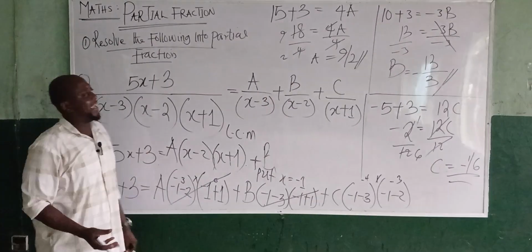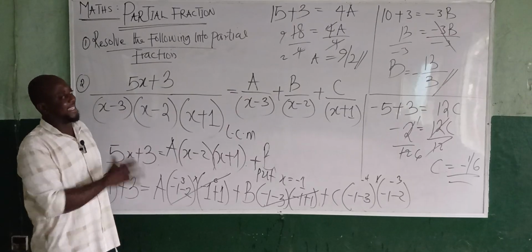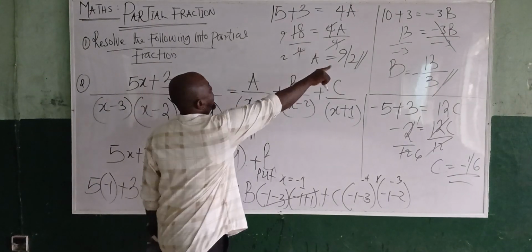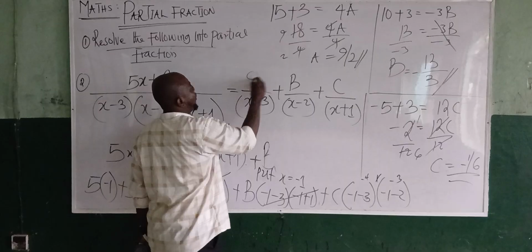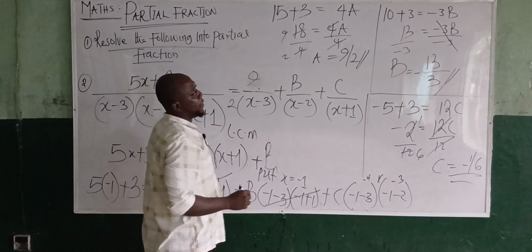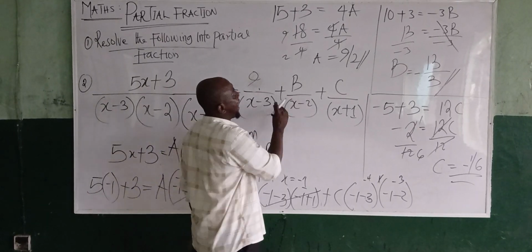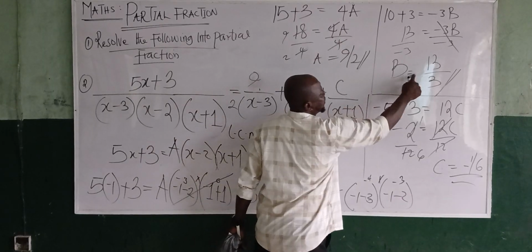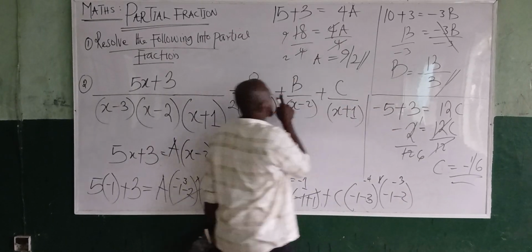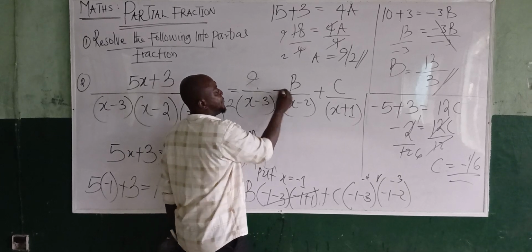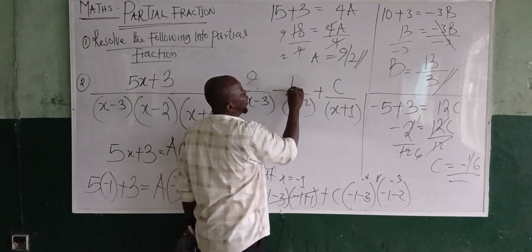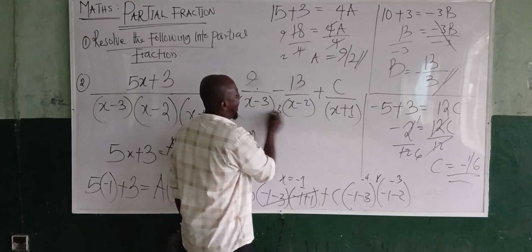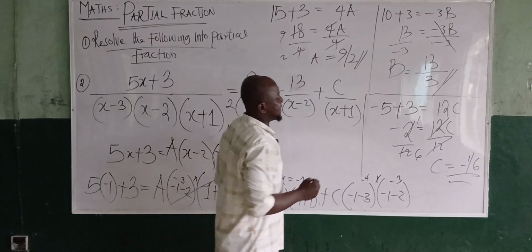So what do we do now? Put back the values of A, B, and C, and we are done. So what is my A from the beginning here? I have 9/2. Correct. What is the value of B from the beginning there? I have minus. Please, what is minus? It's very critical. Minus will affect this one. Minus times plus here becomes minus. So here becomes 13, then over 3. Very, very important.